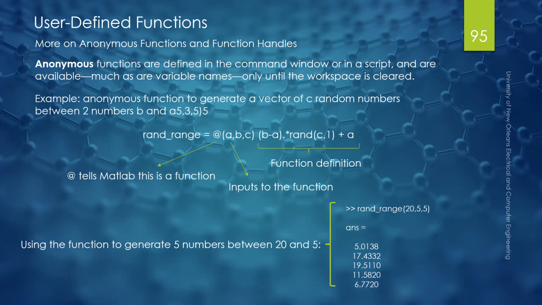And again, remember, we did this in the homework and we typed all this, right? But if you want to generate this as one simple line, you can create this anonymous function. And by doing that, as you can see, the function generates 5 numbers between 20 and 5, given that I defined rand_range as an anonymous function. And in this case, as you can see, it's very useful, because I don't have to type all this here every time I want to use that function. All right.